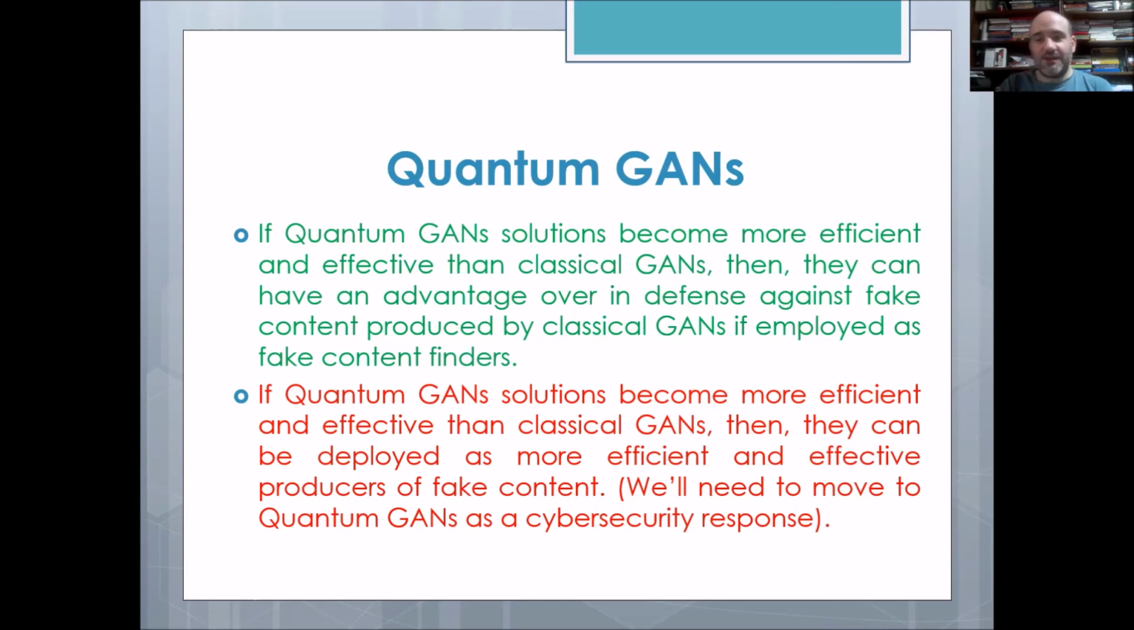But we also have the other side, the dark side, which in this case was painted in red. If quantum GAN solutions become more efficient and effective than classical GANs, they can be deployed as more efficient and effective producers of fake content. And here we'll need to move to quantum generative adversarial networks as a cybersecurity response. So not only to find the fake, but also many players will move to the quantum to produce the fake. So this is the future of quantum generative adversarial networks. The research is now starting, and as it becomes increasingly feasible and access to quantum resources becomes increasingly feasible, we'll see simulations on actual quantum computers of quantum generative adversarial networks.